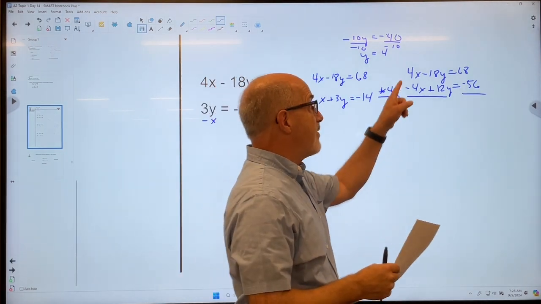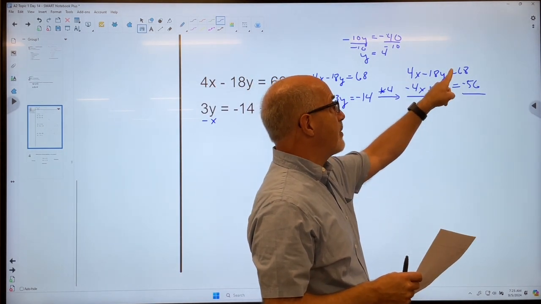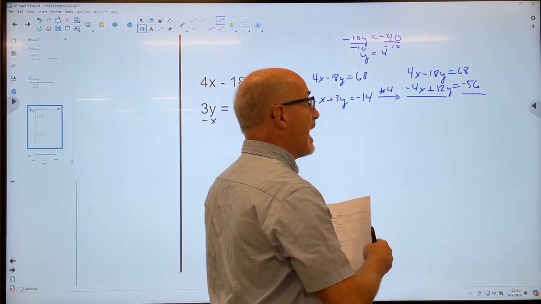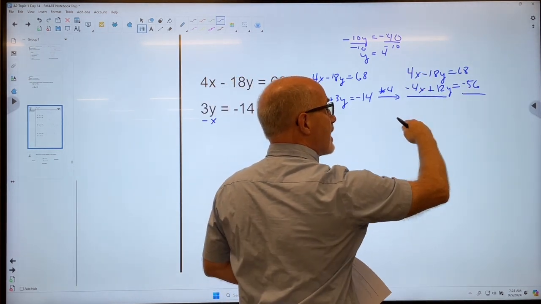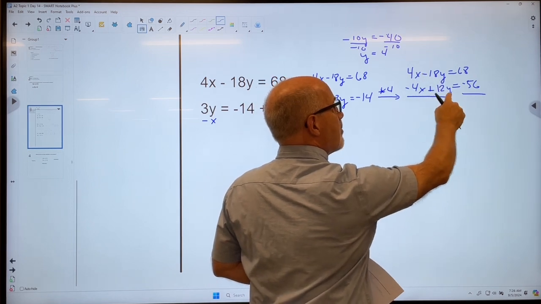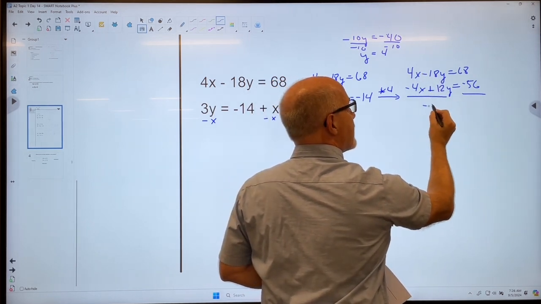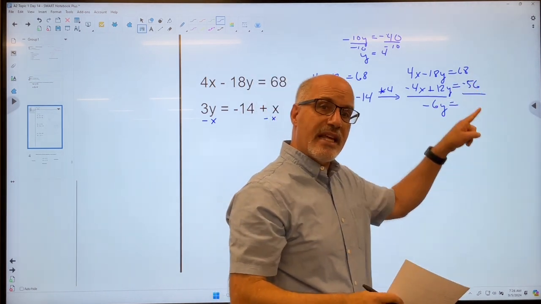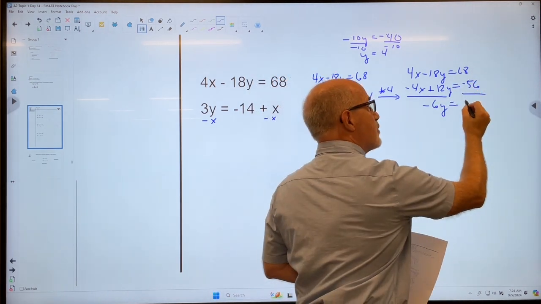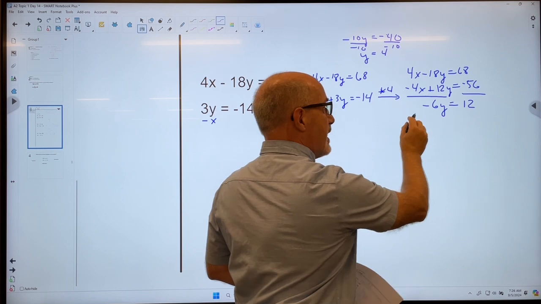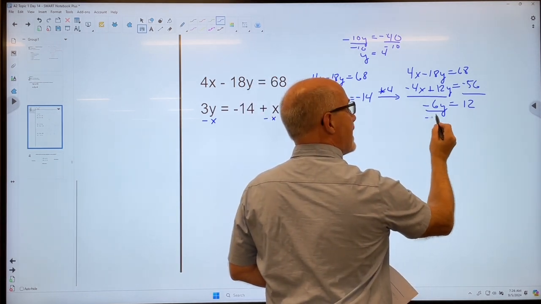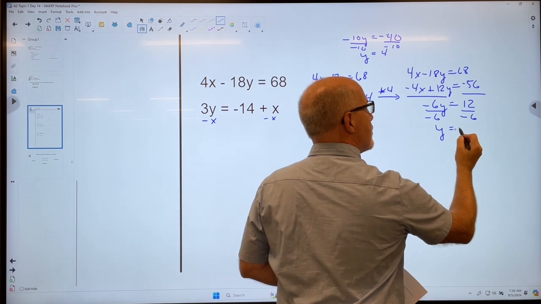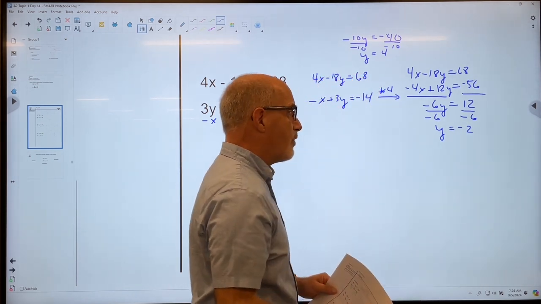Now once I have the x's lined up, the y's lined up, the equal signs lined up, and the numbers lined up, let's go ahead and add straight down. No more x's. Negative 18y plus 12y gives me negative 6y. 68 plus the negative 56 will give me a positive 12. Now when I take that and divide both sides by negative 6, I solve for y. So I get y equal to negative 2 for an answer.